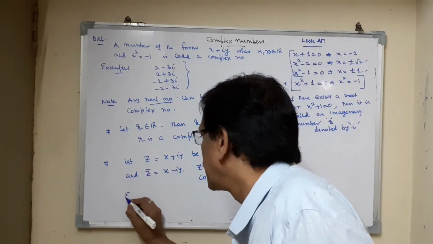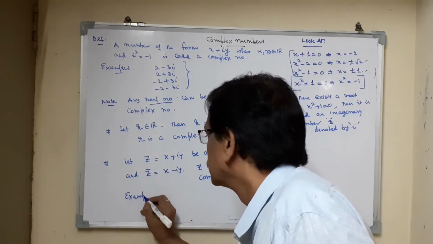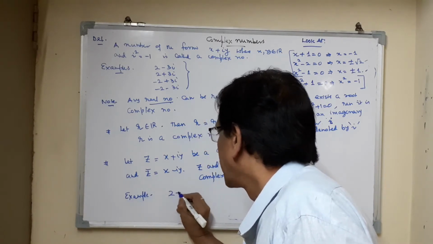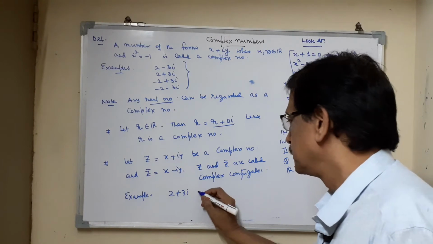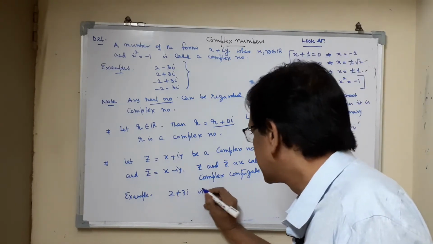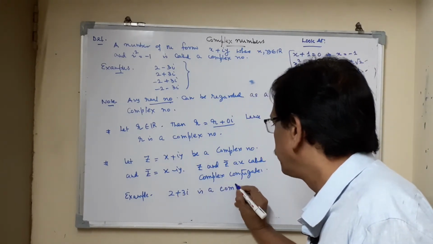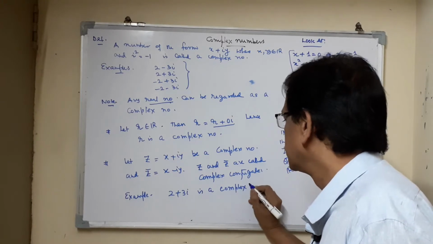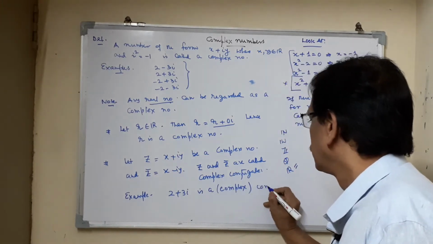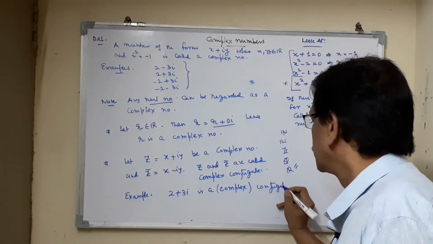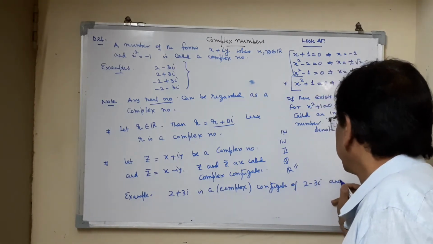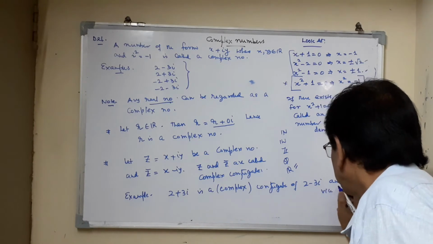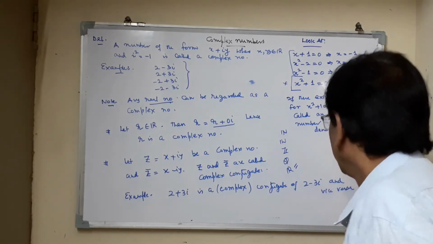So again, a typical example is 2 plus 3i. If you take a complex number 2 plus 3i, it is the complex conjugate, or simply conjugate, of 2 minus 3i, and vice versa.